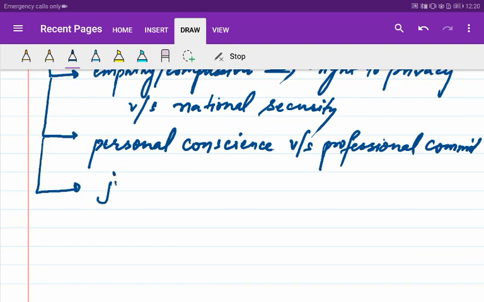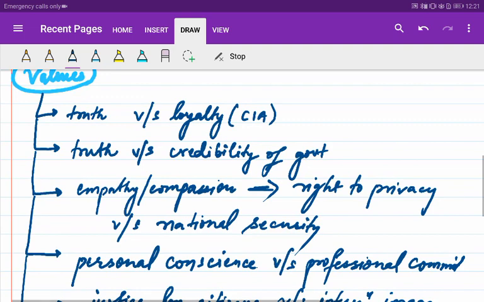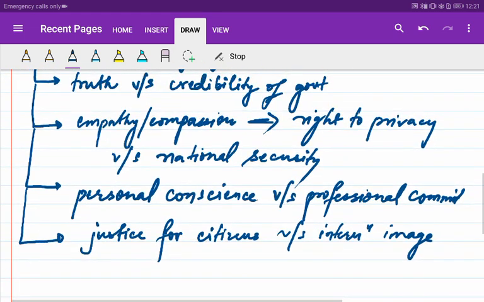Similarly, you can say justice for the citizens versus the international image of the country, because if he divulges that kind of information, it would bring down the credentials of the government as a liberal democracy, and it would lower the authority of the state and its standing in the international domain. So these are the values at conflict. So now comes the argument.